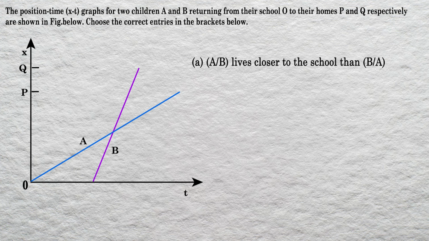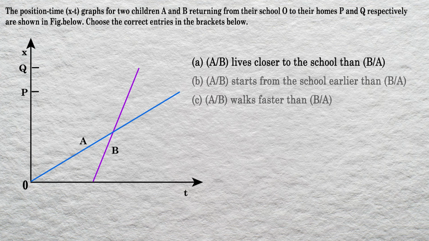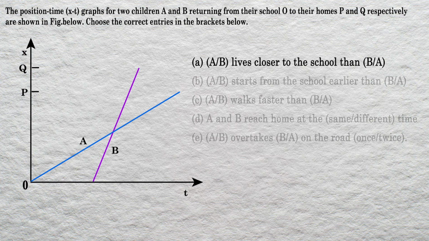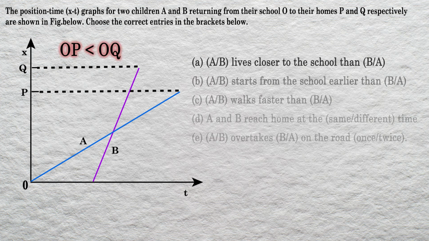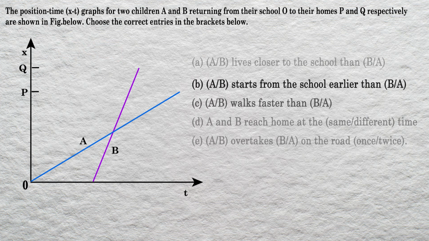Just from looking at this displacement time graph and doing some rough calculation, can you arrive at the answer to the following questions? Let's check out. From the graph itself, it is clear that A lives closer to the school than B. Why? Because from school, the distance of A is less than the distance of B from the school. Okay. From the graph, it is clearly evident.